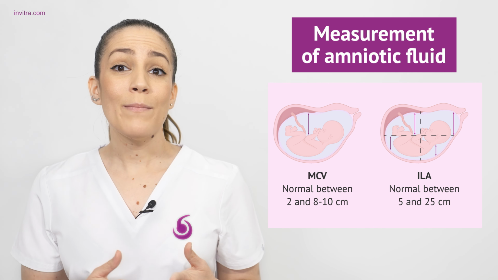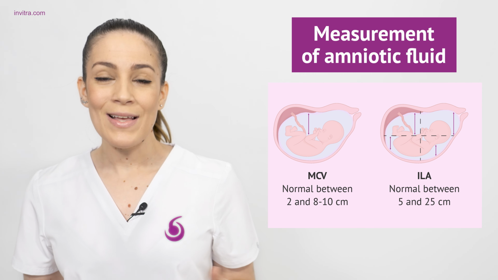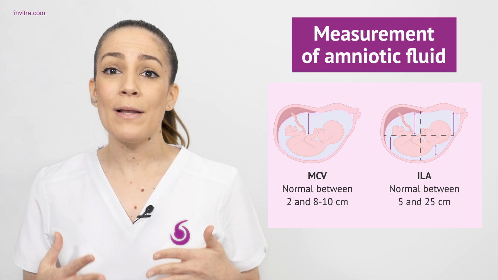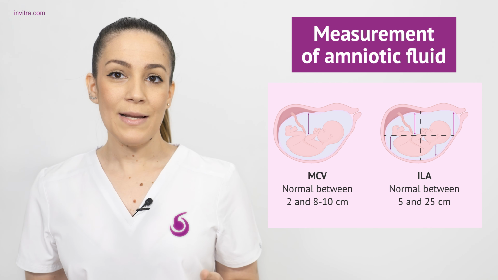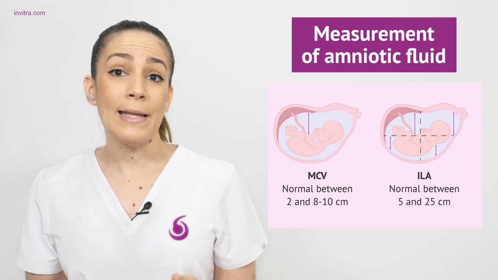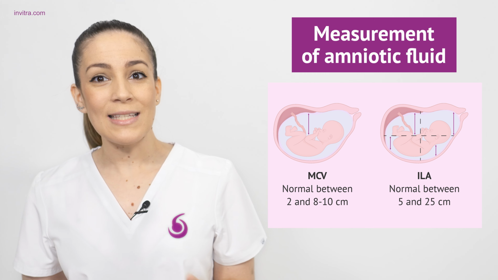Typically, the standard and most commonly used method for evaluating the volume of amniotic fluid in low-risk pregnancies is by measuring the maximum vertical column. However, if any anomaly is detected during the pregnancy, the specialist proceeds to calculate the amniotic fluid index.